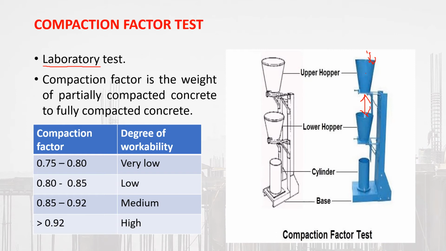So, if it is between 0.75 to 0.80, the degree of workability is very low. If the compaction factor is between 0.8 to 0.85, the degree of workability is low. If it is 0.85 to 0.92, the degree of workability is medium. And if it is greater than 0.92, it is high workable concrete. So, in the question it is given that 0.88, so it is a medium workable concrete.